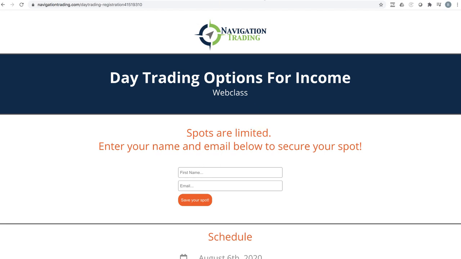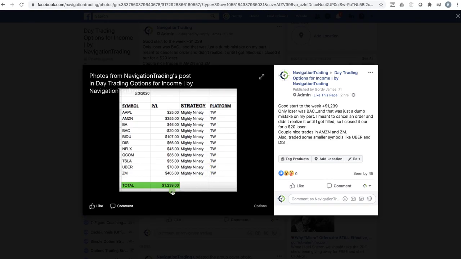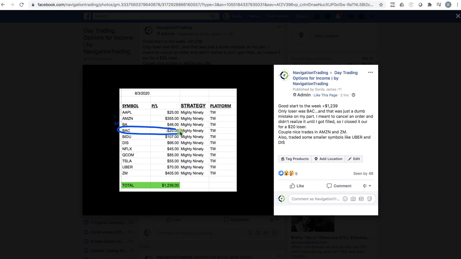So results from just today, for example, made $1,239, and here are the different things that we traded. So we're only trading the most liquid symbols out there. We've got Apple, Amazon, Boeing. My only loser of the day was this $20 loser. And it was nothing but a mistake on my part.